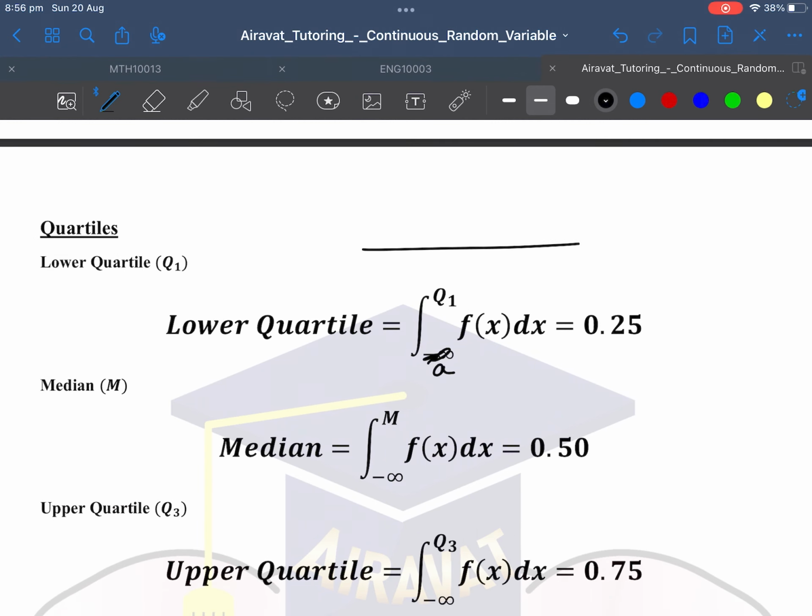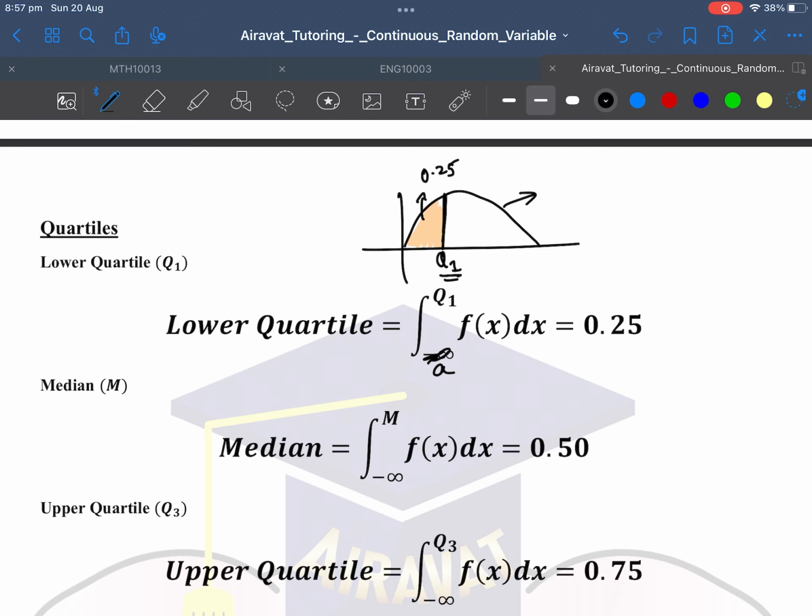So let me graphically represent this. So let's say you have your graph over here, and for lower quartile, the area of the graph must be 0.25. So this must be 0.25. If this was 0.25, then this will be our lower quartile. So that's what lower quartile is.